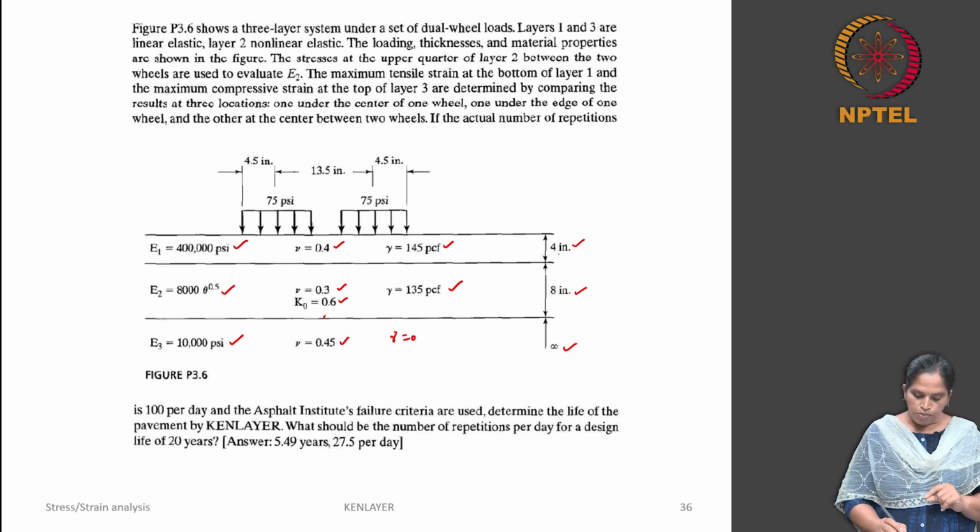This structure is subjected to a dual wheel load with a pressure intensity of 75 psi each, the radius of each is 4.5 inch, and the center to center spacing between the two wheels is 13.5 inch.